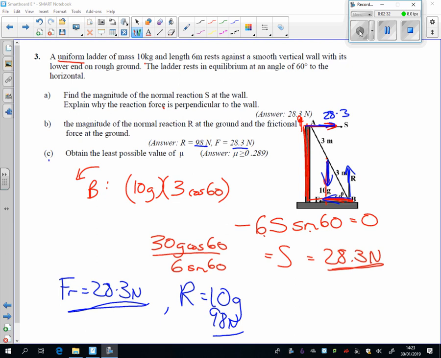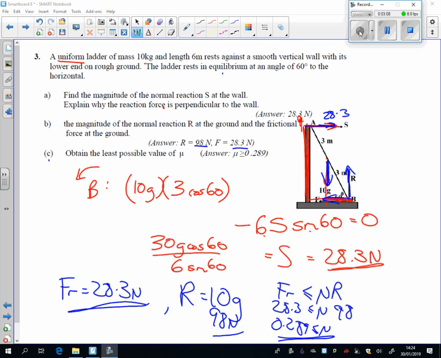And the last bit, of course, is that the friction is less than or equal to mu R. It's equal to when it's limiting, when it's at limiting equilibrium, but this one says it's just in equilibrium, so it's less than or equal to here. The friction was 28.3. It's less than or equal to mu times the normal reaction, which is 10g or 98. So just divide both sides by 98 to get mu is greater than or equal to 0.289.